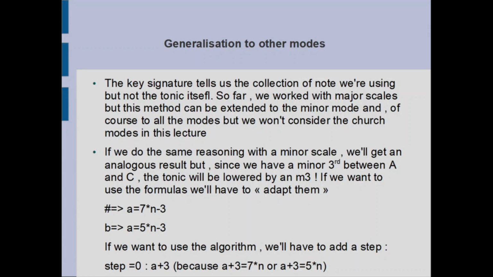Step 0: A plus 3. Because A plus 3 equals 7n. It's basic math. If A equals 7 times n minus 3, A plus 3 equals 7 times n. And A plus 3 equals 5 times n.